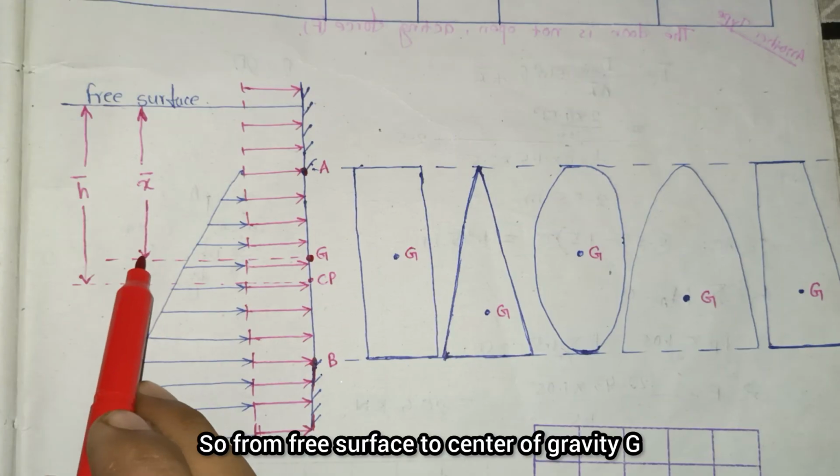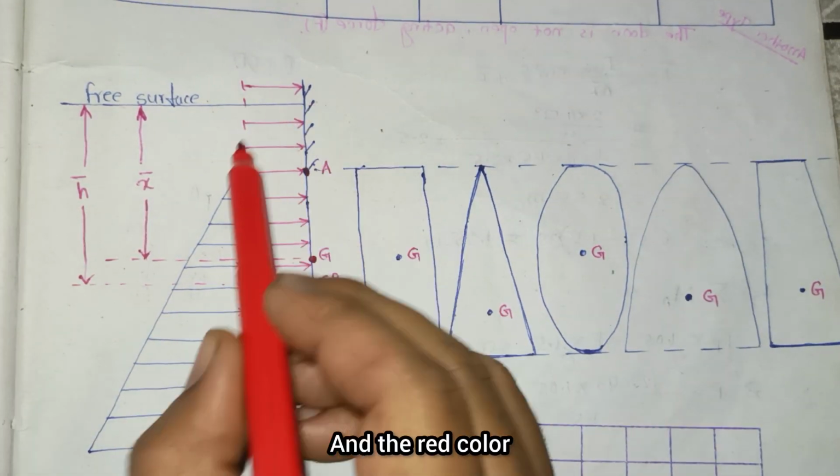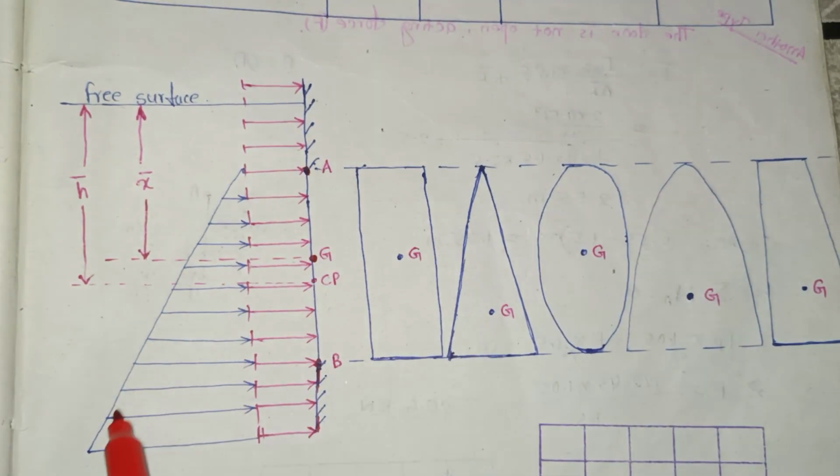From the free surface to the center of gravity G, the distance is x bar, and from the free surface to the center of pressure, the distance is h bar. Okay, and the red color is the atmospheric pressure, and this is the pressure change with respect to depth.